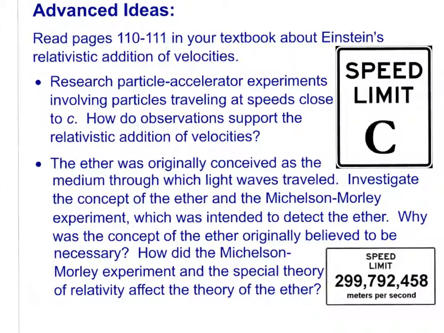Here are some advanced ideas. There is a section in your textbook that discusses Einstein's relativistic addition of velocities. It's really interesting, really exciting, talking about the constancy of the speed of light. And that's the little joke here, c being the speed limit. The speed of light is the speed limit. Read that. See if you can come up with answers to one of these ideas here, and I look forward to seeing what you come up with in class.